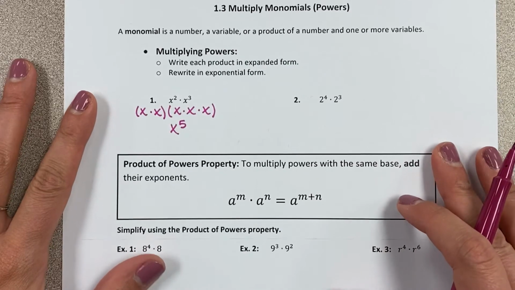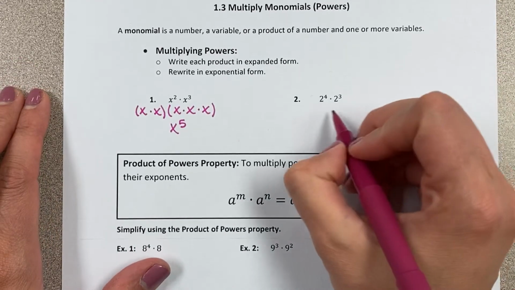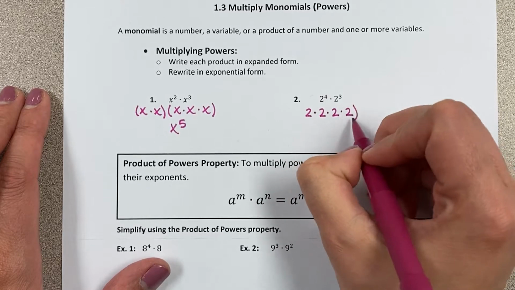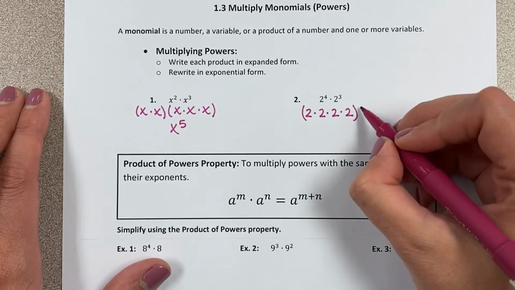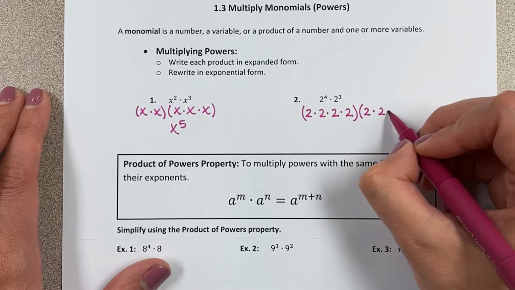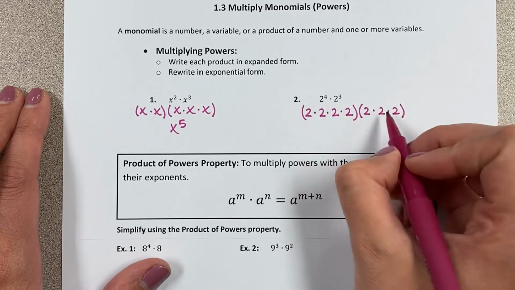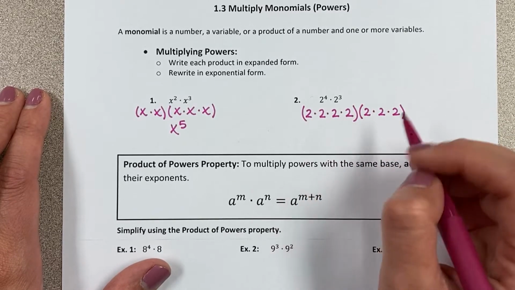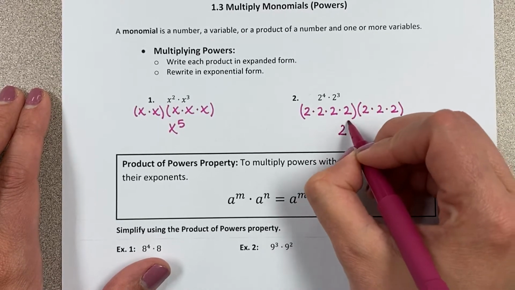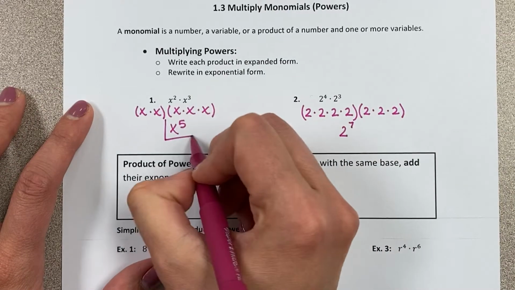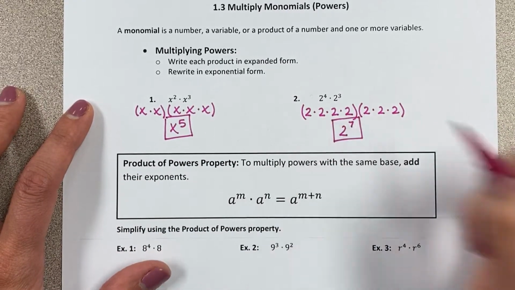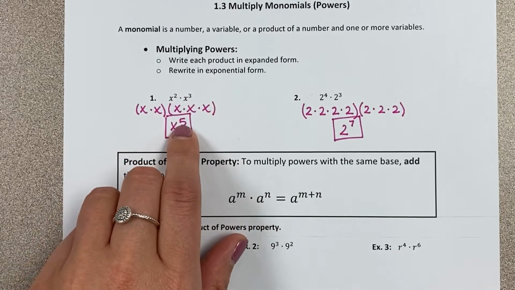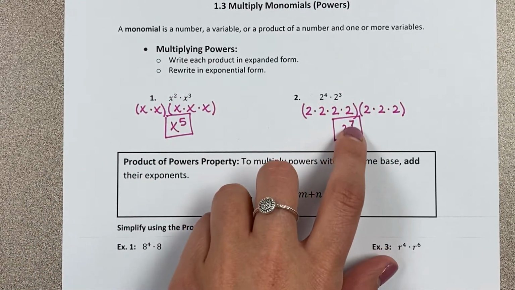For this next one, we have 2 to the fourth times 2 to the third. So I'm going to take 2 times 2 times 2 times 2 and multiply that by 2 times 2 times 2. So I have my two groups here. If we multiply that all together, how many are there together? There's 7, so we get 2 to the 7th. So if you noticed, 2 plus 3 is 5, and 4 plus 3 is 7.